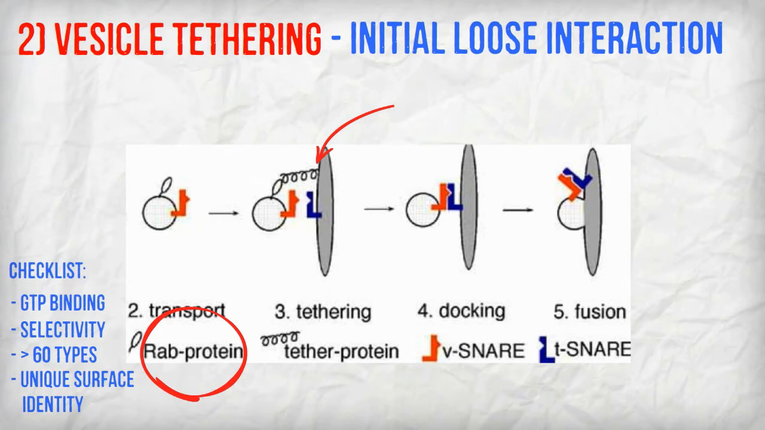Certain Rab members are specific to each compartment membrane. For example, Rab5A is found on the plasma membrane. Rab2 is found on the Golgi. Rab proteins are GTPases, therefore needing GTP to activate them.